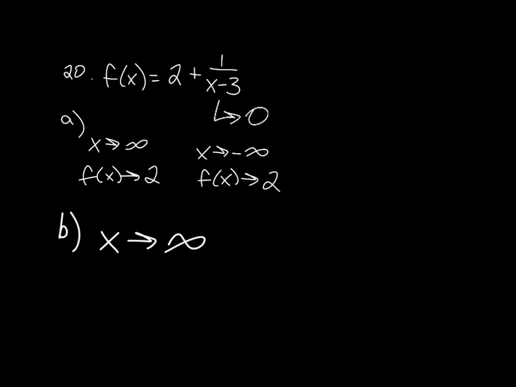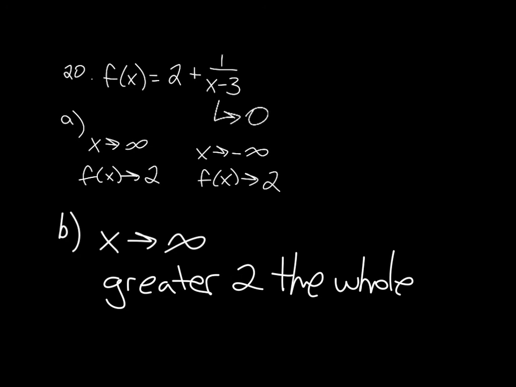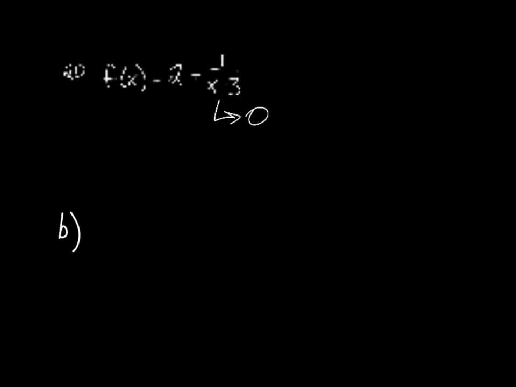So the question is, is f of x greater than or less than this functional value? So when x is going to positive infinity, y is actually greater than 2 the whole time. And again, the reason that's true is because we're always adding a positive number, super, super small, but just a little bit bigger than 2.